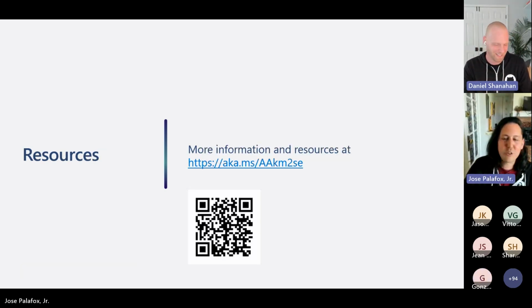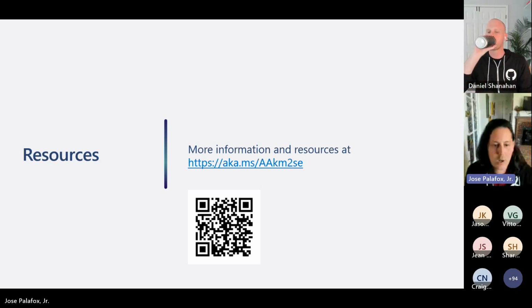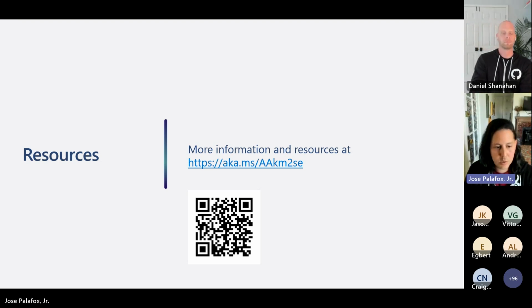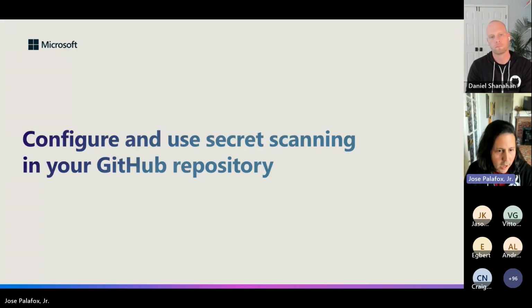Yeah, there we go. All right, so there's more resources available for you. Feel free to scan this QR code and it will take you to more training and white papers, documentation links, things like that. There's a whole bunch of stuff that we've talked about that is better documented. If you want to double click on any of these, feel free to jot this down, or we can paste this link again into the chat for you. There's a lot more resources available for you to keep learning about GitHub Advanced Security. And we are going to move on to configuring and using secret scanning in your GitHub repository.